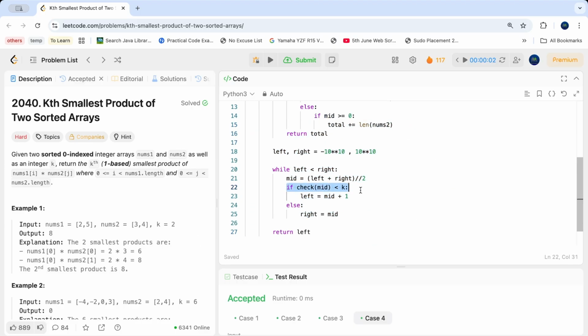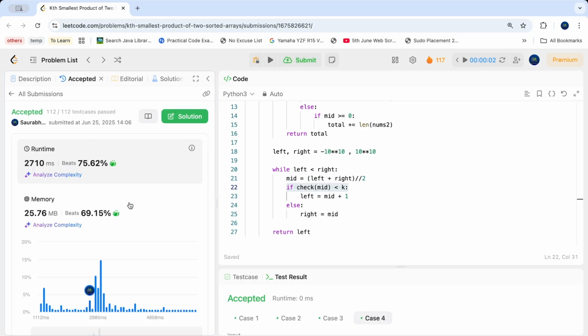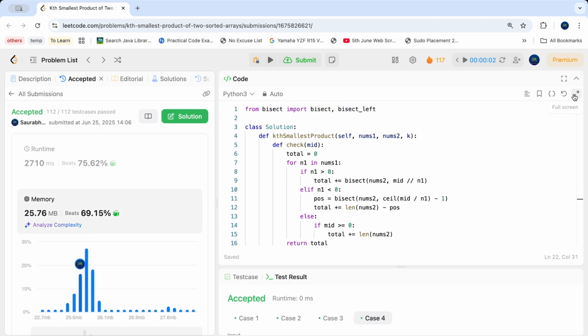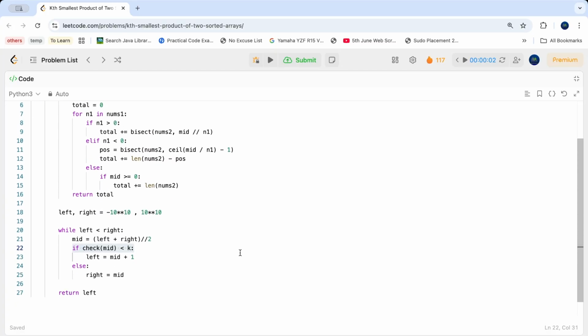This value of total is going to be used here. Now you can just submit this and this is going to pass all the test cases for this particular problem. And this is actually a very efficient solution as well. You can see the runtime is pretty good. The memory used is very good, right? So we have solved this particular problem. Let me scroll this to show you the complete solution in one screen, right? So this is the complete solution for this particular problem.